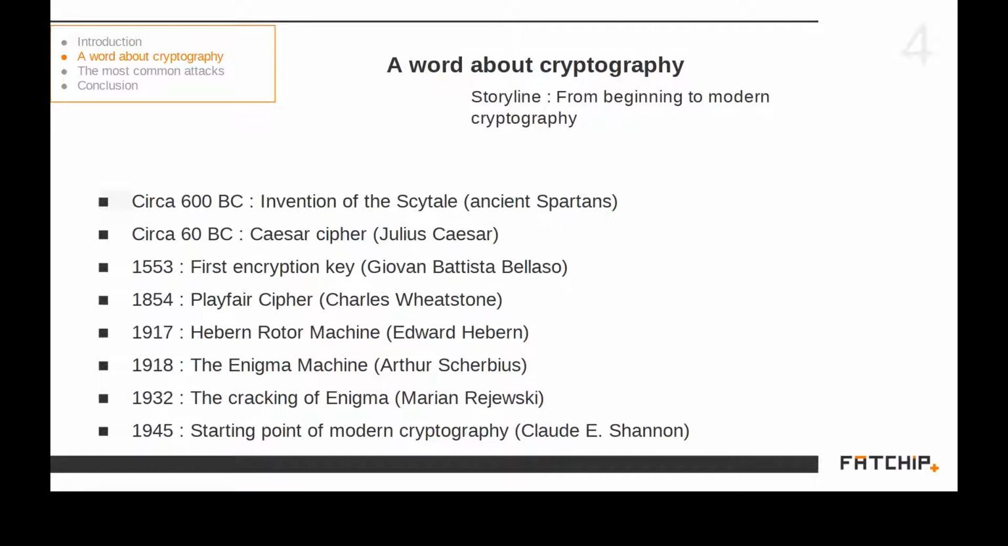Then came in 1917 the Hebern rotor machine from Edward Hebern, which was a pretty advanced machine using one rotor to embed the key itself and making it change on every character that was typed. So it was pretty strong encryption already.